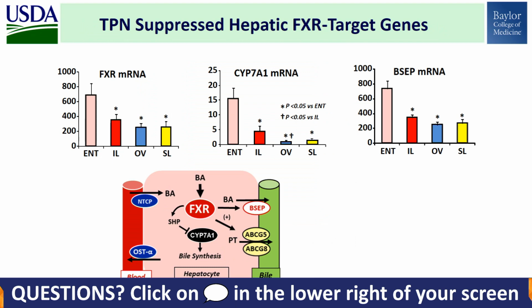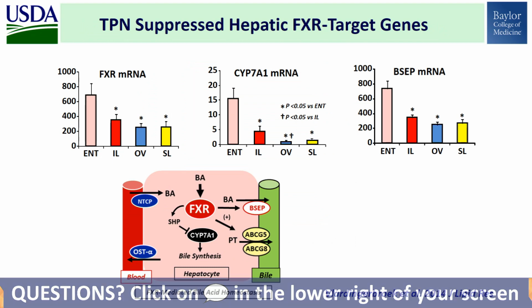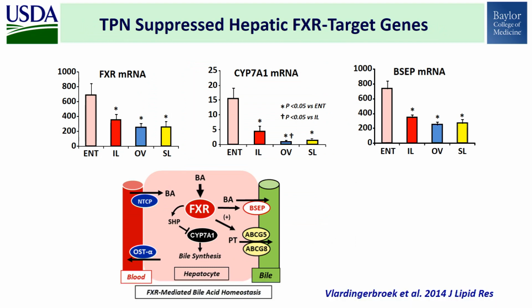So to come back to the previous study that I showed you, when we looked at the expression of these genes in hepatic liver tissue, what you can see is that in all of the pigs that receive parenteral nutrition, regardless of whether it was intralipid, omega-9 or SMOF, there's a substantial reduction in FXR, in CYP7A1 messenger RNA, and also importantly BSEP messenger RNA, which is consistent with the idea that then bile acids would accumulate in the liver and in the hepatocyte.